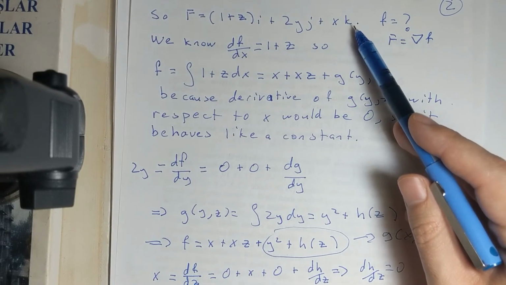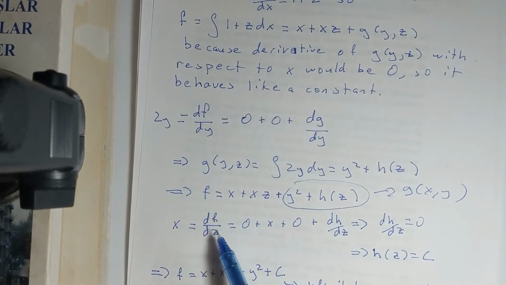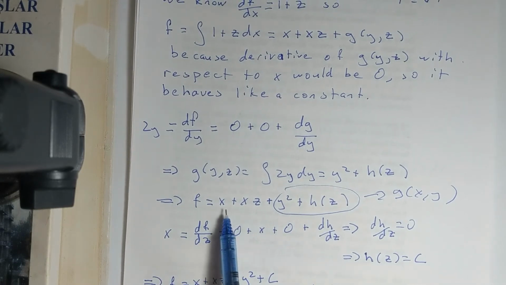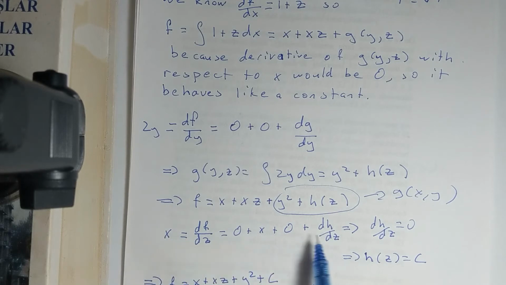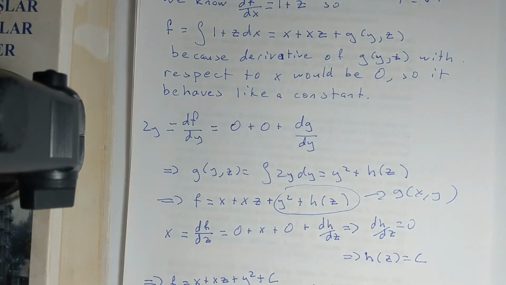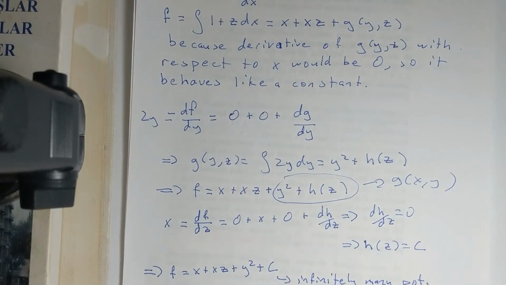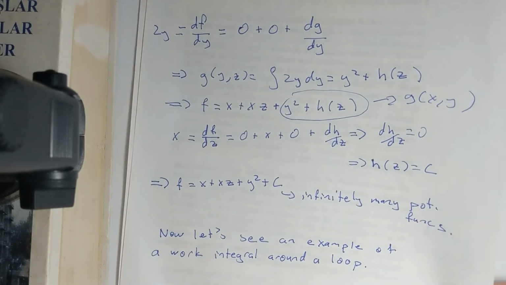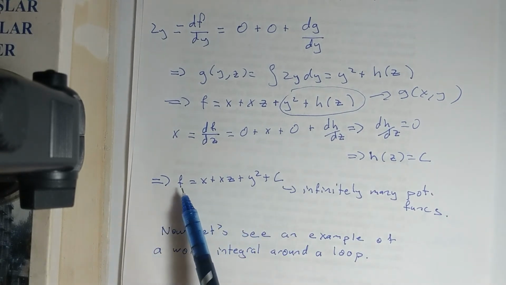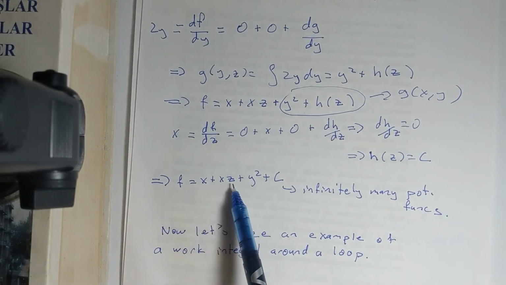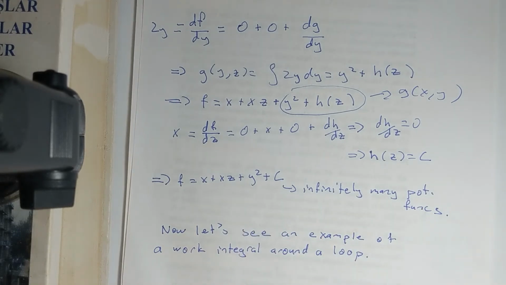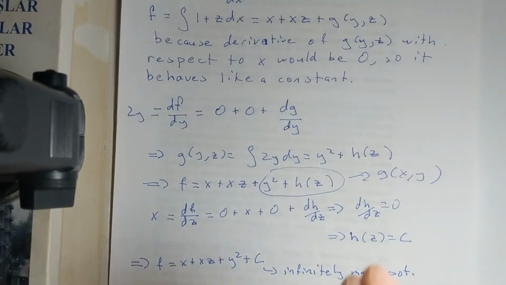We know that the derivative of f with respect to z is x, so we know the f dz is x. But if you take the derivative of this with respect to z, this is going to be 0, this is going to be x, this is going to be 0, and this is going to be dh dz. So if that equals x, cancel the x from both sides, you get that dh dz is equal to 0, which means h of z is just any constant c. So we get that the potential function could be x plus xz plus y squared plus c, where c is a constant. So the answer is, of course, infinitely many potential functions for this given vector field.